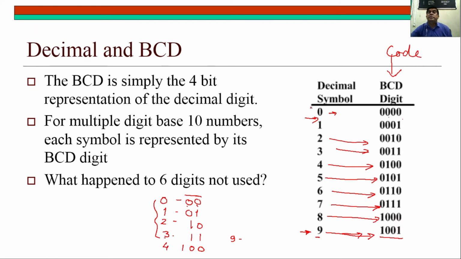In the decimal system there are 10 numbers, 0 to 9, and for that we represent using a 4-bit binary number. This is known as a binary coded decimal number. So this is a decimal number and it is coded using the binary number system. This is called a binary code, or say BCD code, binary coded decimal. So in this way we get a code, the binary coded decimal number. So the BCD is simply a 4-bit representation of a decimal digit.